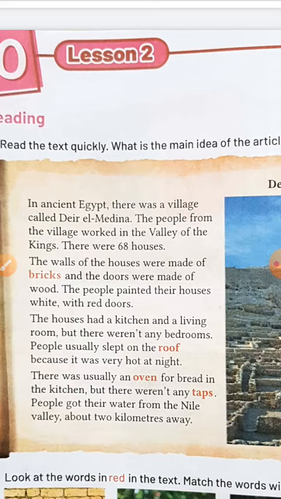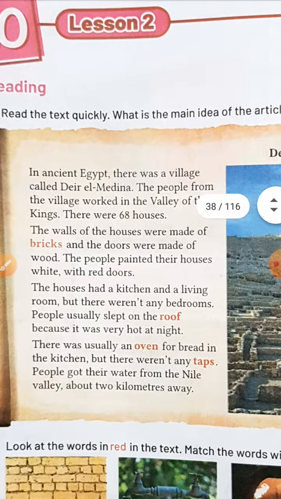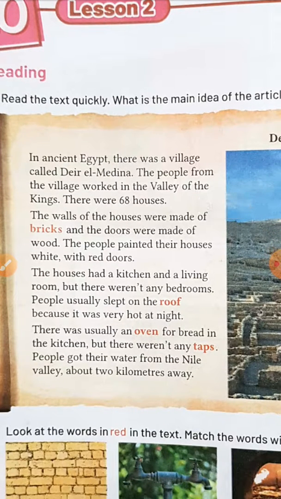There was usually an oven for bread in the kitchen, okay? People in the past didn't buy their bread. They used to bake bread by themselves, and they used an oven for baking the bread. So where do you bake bread or cakes? Not only bread, cakes and pizza, anything that you want to bake, we use this oven. Did you get the word oven now?